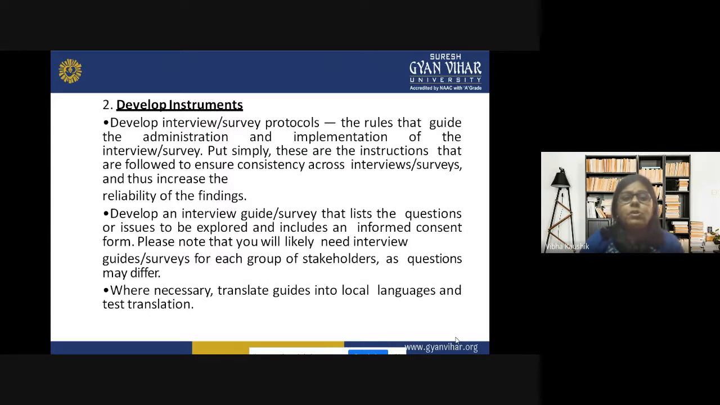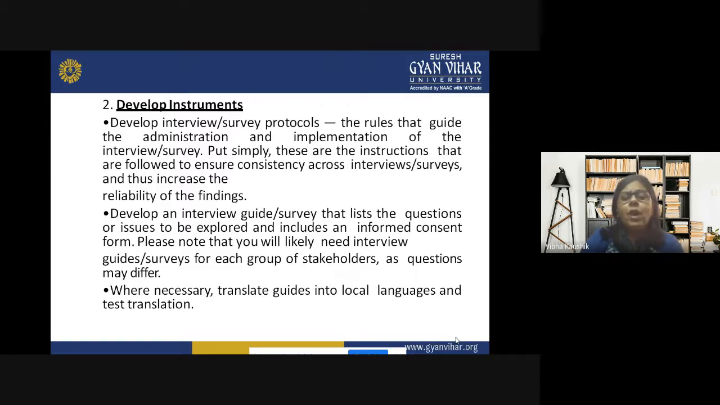Now, develop instruments. Develop interview and survey protocols, the rules that guide the administration and implementation of the interview or survey. Put simply, these are the instructions that are followed to ensure consistency across interviews and surveys, and thus increase the reliability of their findings.